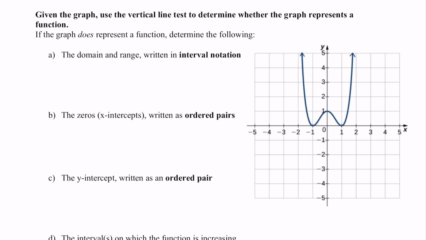The vertical line test says that if any vertical line intersects the graph more than once, then the graph does not represent a function. Now, imagine I have this vertical line and I am sliding this vertical line across the graph. Does the graph intersect the line more than once at any point? The answer is no. Therefore, this graph does represent a function.